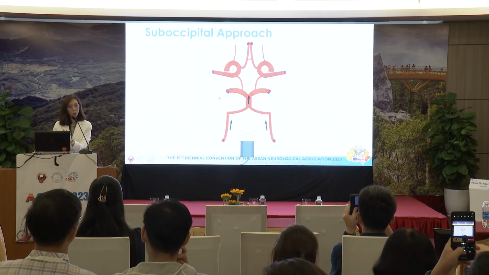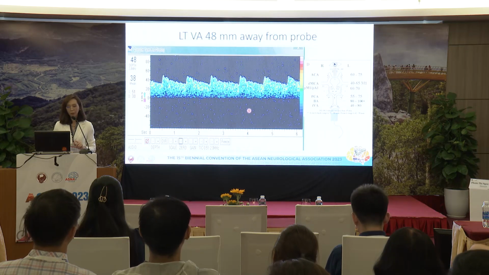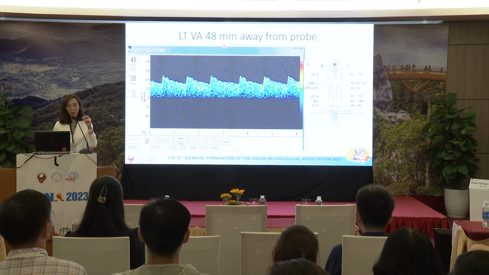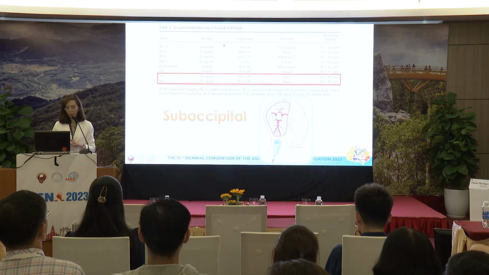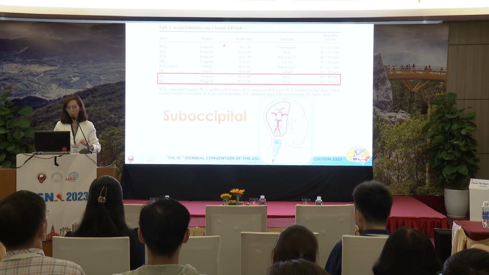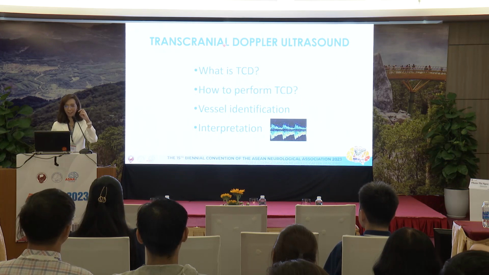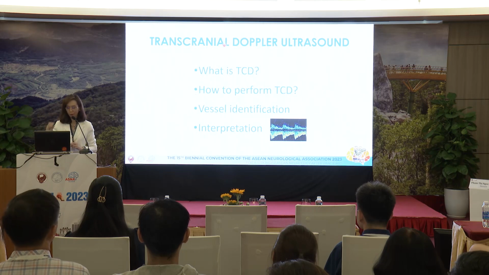And then the suboccipital or transforaminal approach is at the back. You'll be looking at the vertebral artery here, at a depth of like 40-something, and moving deeper and deeper. When you reach around 80, it's likely that you'll be reaching the basilar artery, and you just follow the artery along. So at the end, you'll get the vertebral and basilar artery from the suboccipital approach. So you can identify those vessels by looking at the probe, looking at the direction of flow, and also the way that you put the probe on.